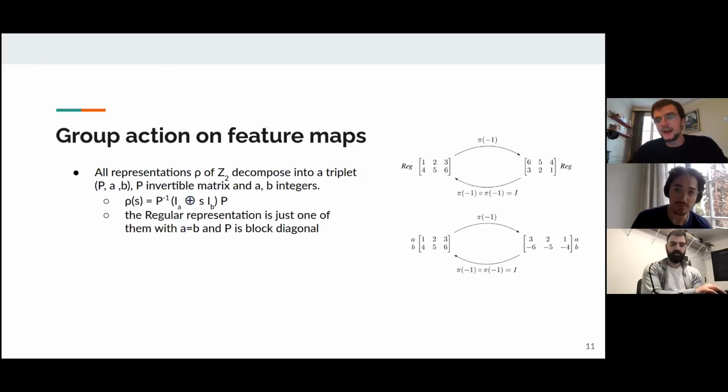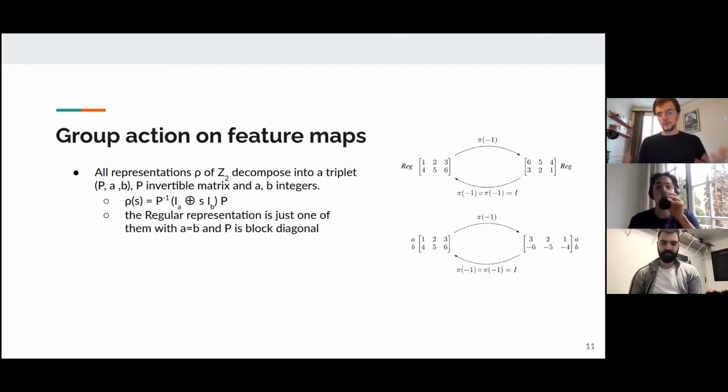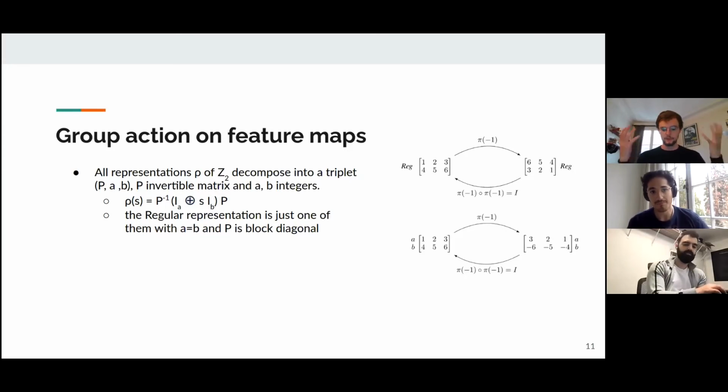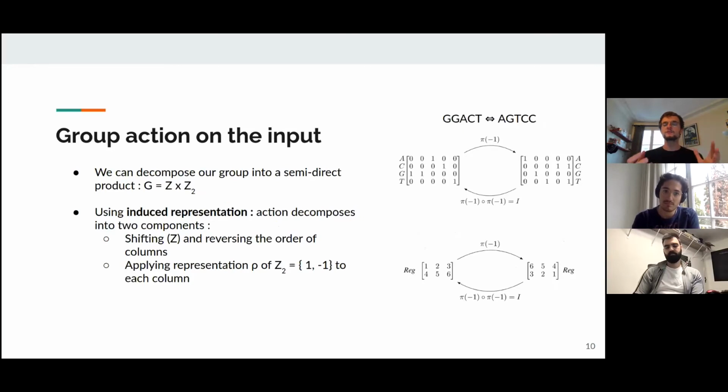So that's just, I mean, it's not really in the paper, but it's a way to get a more intuitive understanding of what can happen when you want to associate bijections to the Z2 group. You're pretty limited in what kind of action you can have, and they all can be written like that. And so that's what can happen for a given column, and then using the induced representation, you can deduce the group action on the whole matrix based on what happens for each column independently.